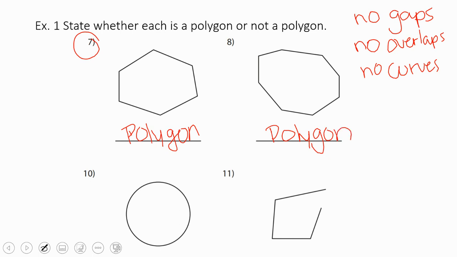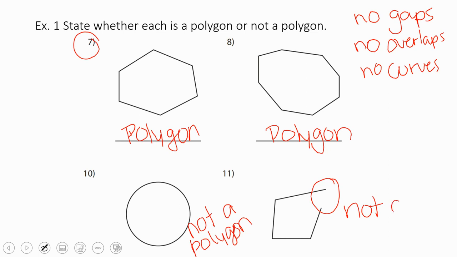Number 10, there's no gaps, there's no overlaps, but it's one giant curve. So that is not a polygon. A circle is not a polygon. Number 11, we see there's a gap right there. So that is not a polygon.